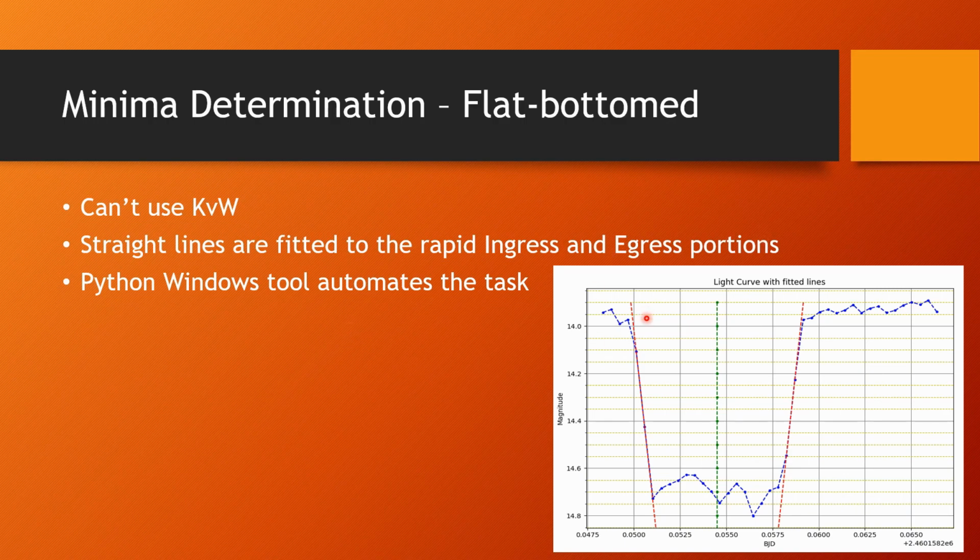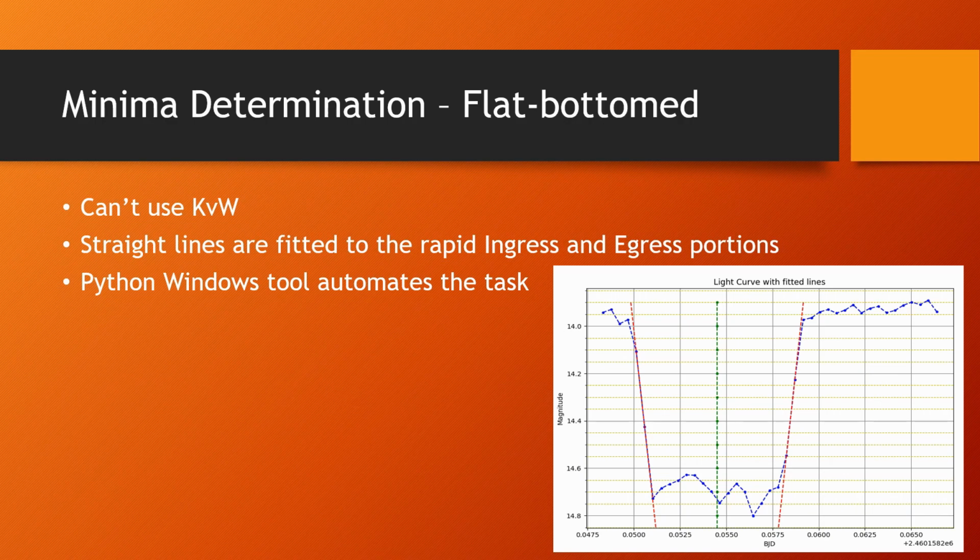So what we do is we fit a straight line to the ingress and the egress, and we determine the center of those straight lines, and that gives us a way of finding reliably and repeatably the middle of these curves. There are one or two stars where only the ingress or the egress is steep, in which case we take the time of either the ingress or the egress, and you have to be careful when you're looking at past papers to make sure how people have in fact determined these minima.